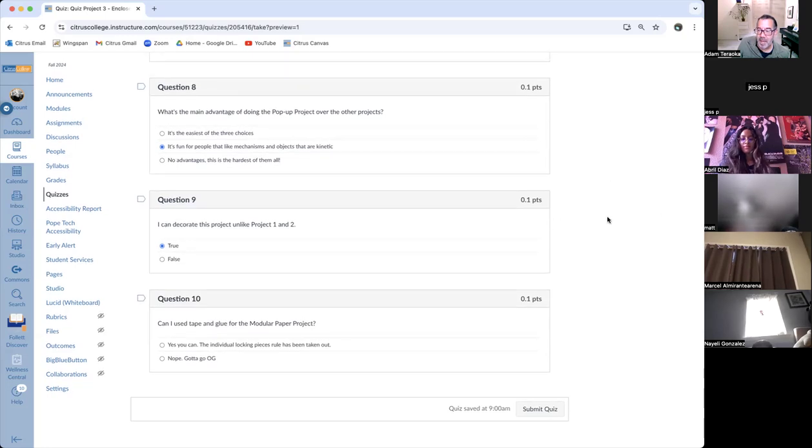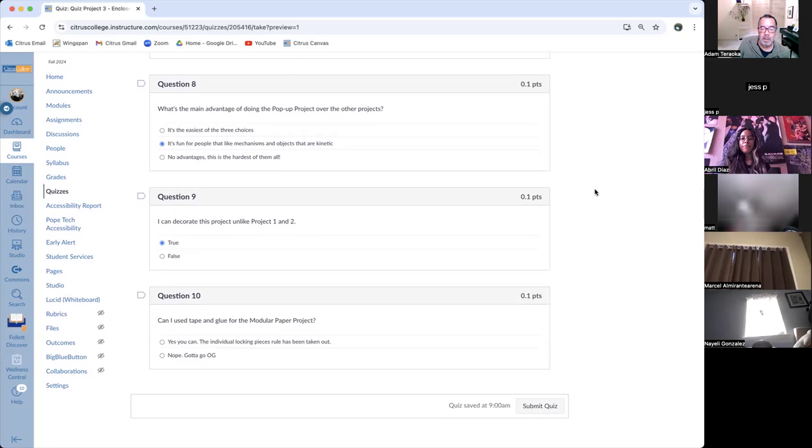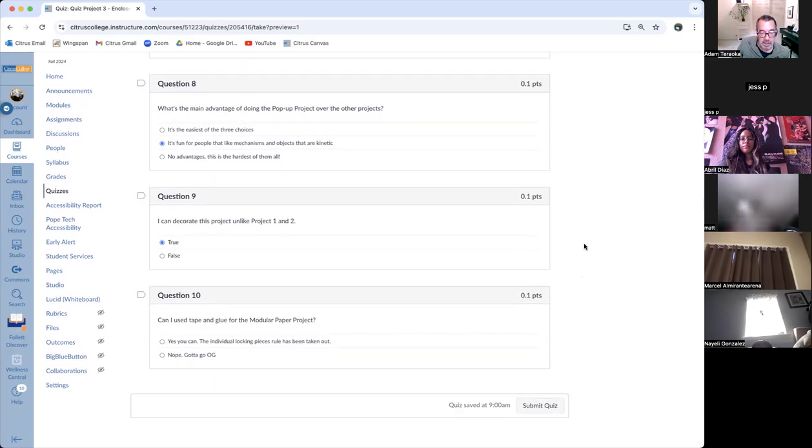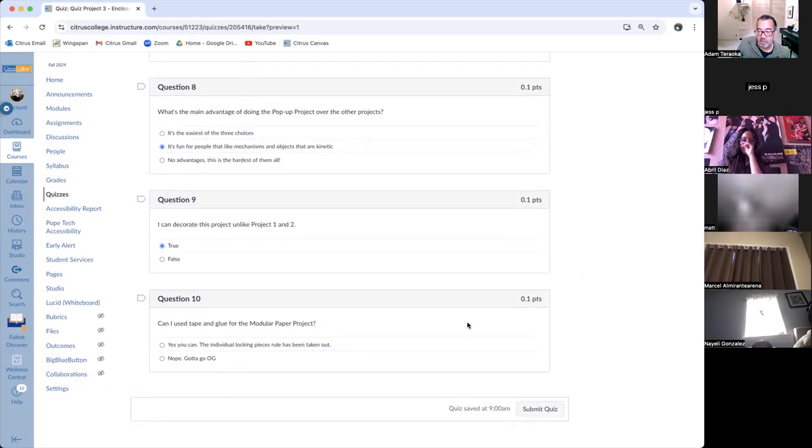So people that like to paint or draw, this is your chance to add it to your project. Actually, there's two chances. You can do it on the last project too. All right. Can I use tape and glue for the modular paper project? Yeah, you can. And I mentioned that before.